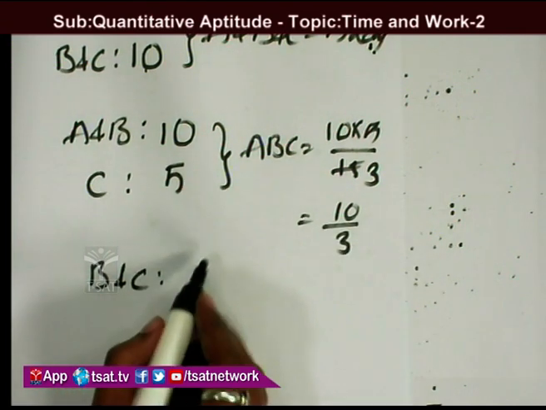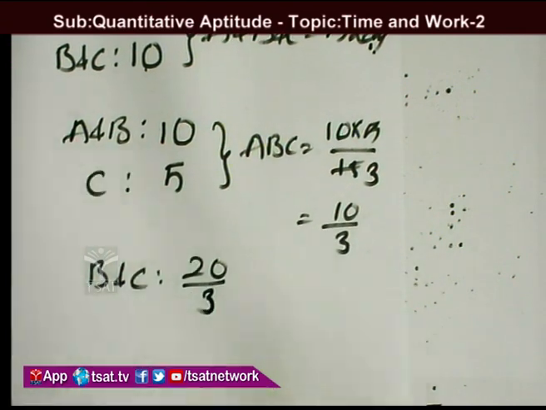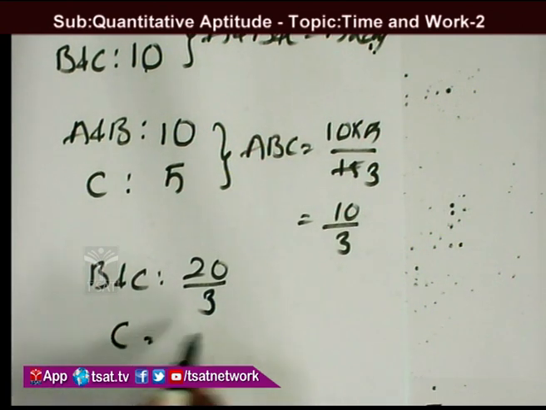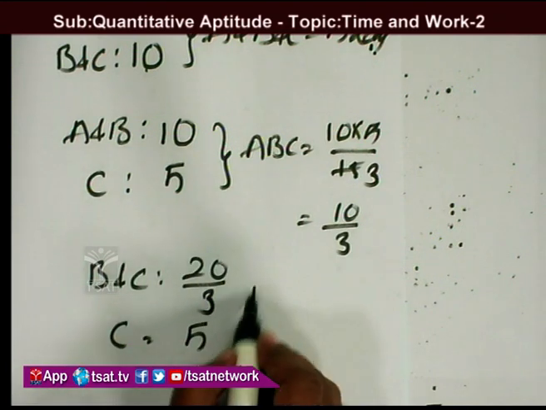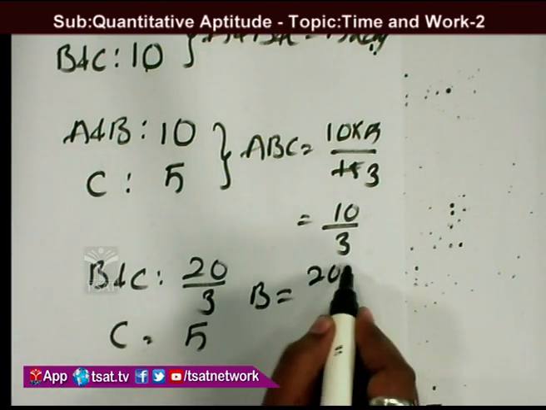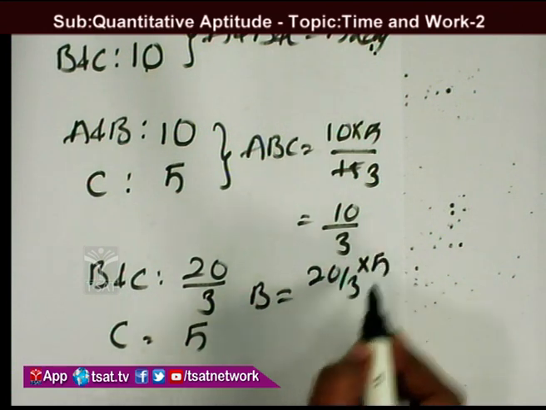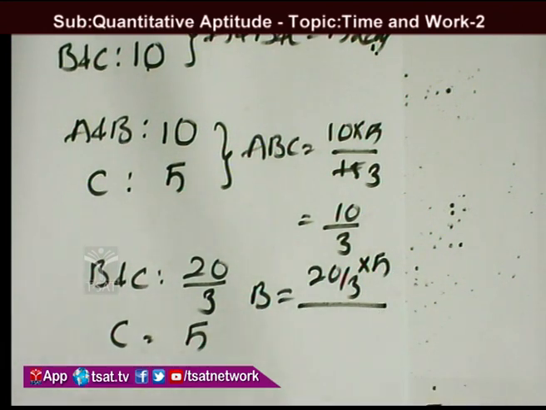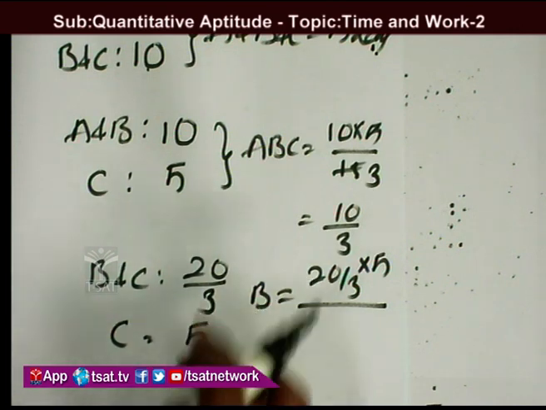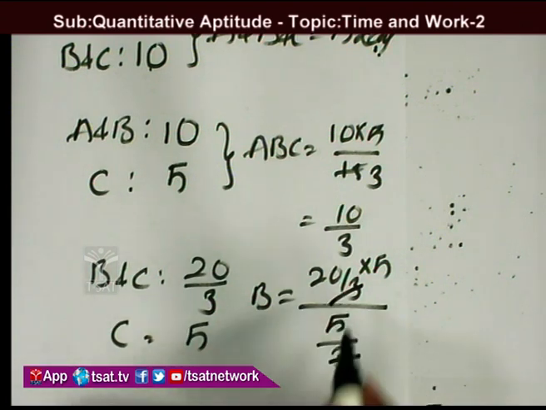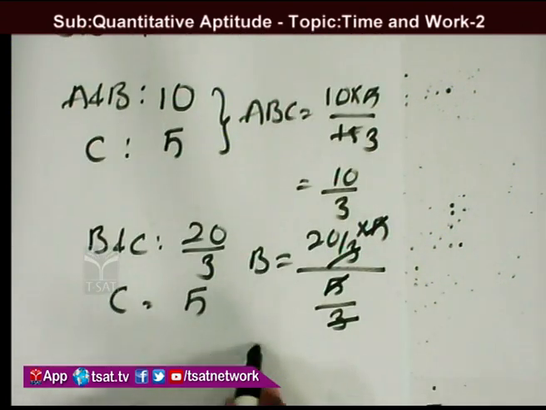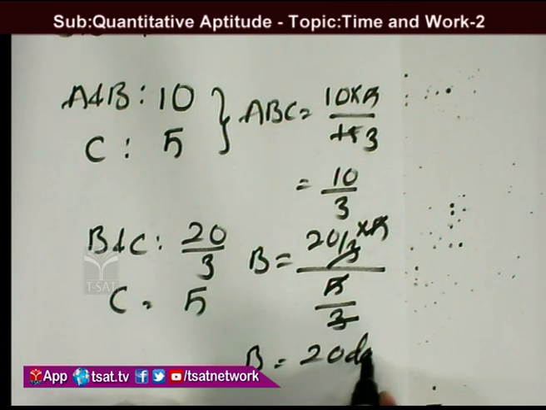So, B and C together is double, which is 20 by 3. C alone we have, that is 5. From B and C, if you remove C, you get B alone. Removing that means 20 by 3 minus 5. Multiplying the numerator, subtraction: the denominator is 3, 3 fives are 15, 15 minus 20, that means 5 by 3. When we remove 5 from 20 by 3, you get 5 by 3, the denominators of 3 cancel, 5 cancels, B alone takes 20 days.